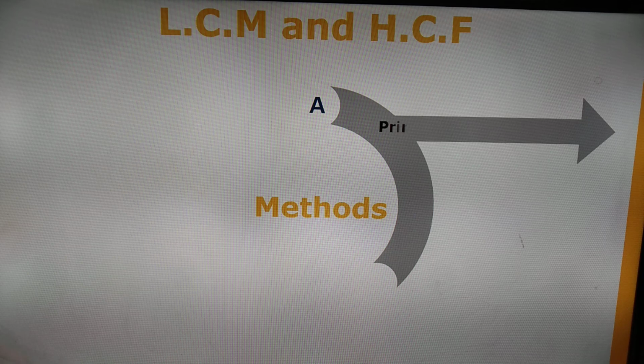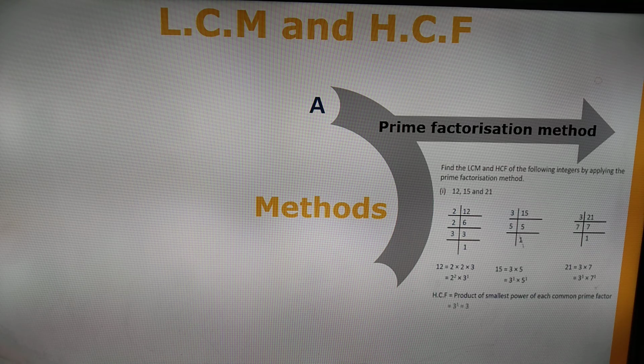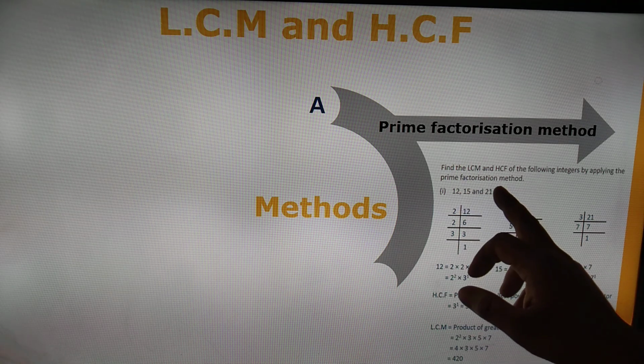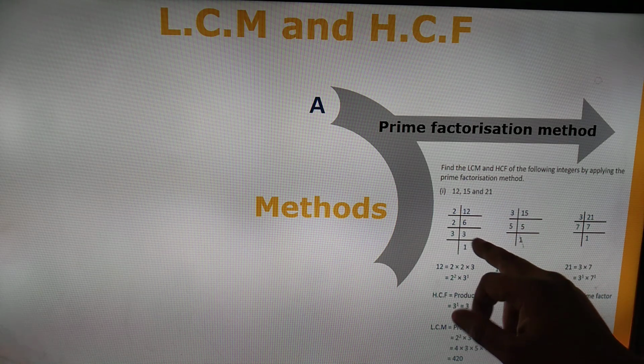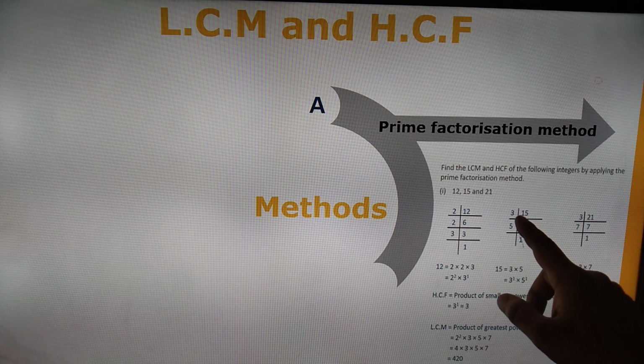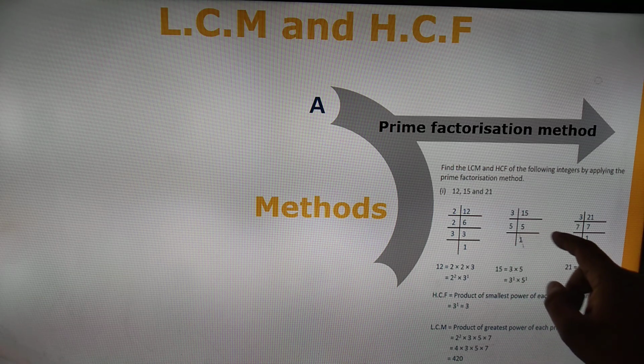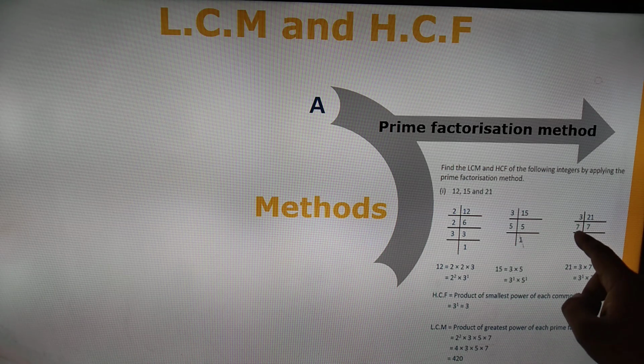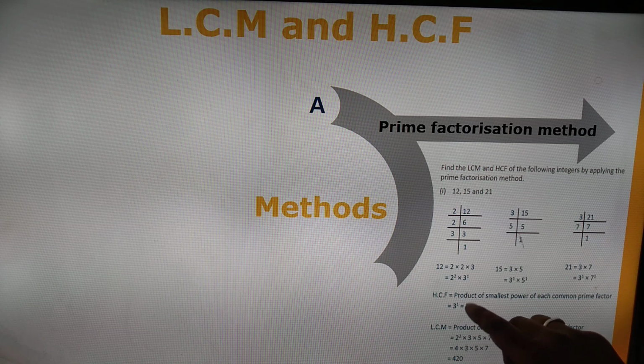Now let us see the L.C.M and H.C.F methods. We have two types of methods. The first one is the prime factorization method. Find the L.C.M and H.C.F of the following integers by applying the prime factorization method. The numbers are 12, 15, 21. 2 6s are 12, 2 3s are 6, 3 1s are 3. 15: 3 5s are 15, 5 1s are 5. 21: 3 7s are 21, 7 1s are 7.